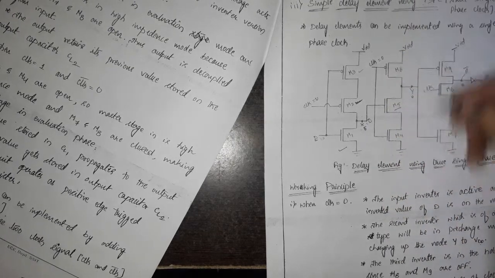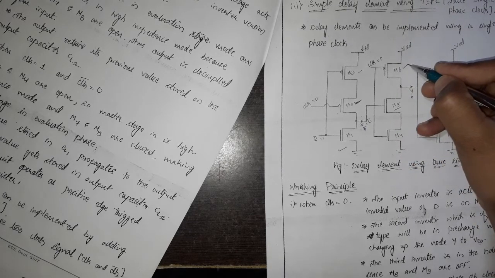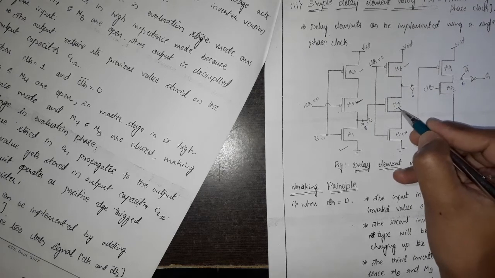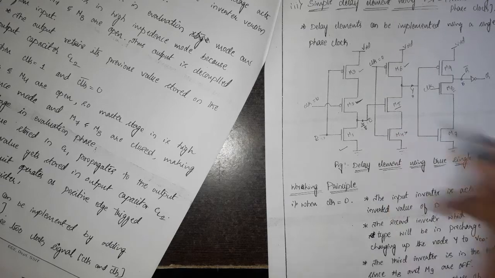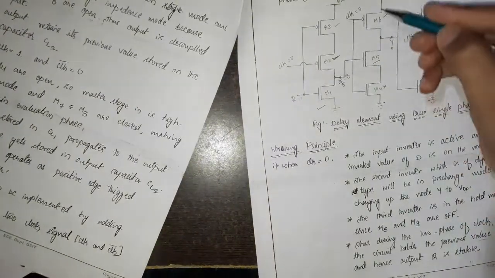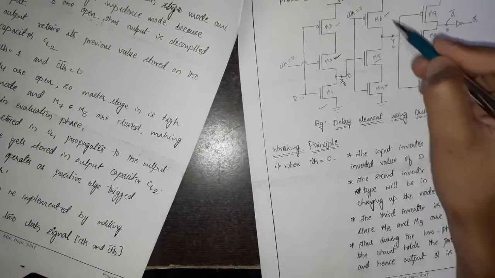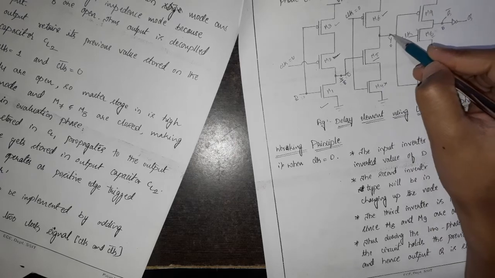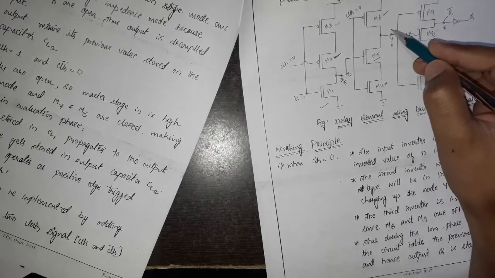In the second inverter stage, since clock is 0, this is in on condition, this is in off condition, depending on the value of X here. This inverter will be in the pre-charging phase, because when clock is 0, this will be in on condition and this will be in off condition. So Y will be always connected to VDD, and this is referred to as a pre-charging phase.